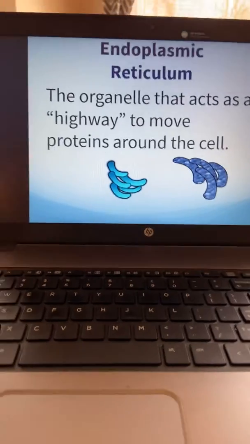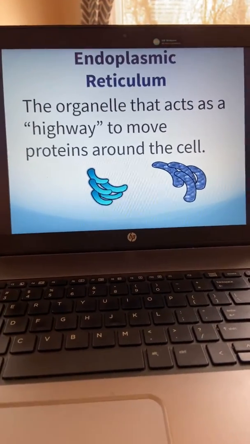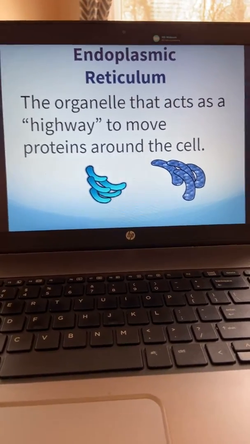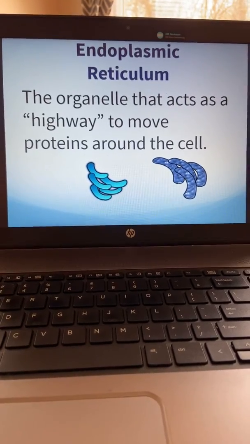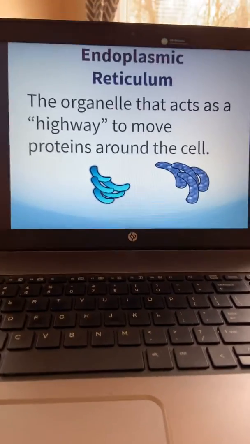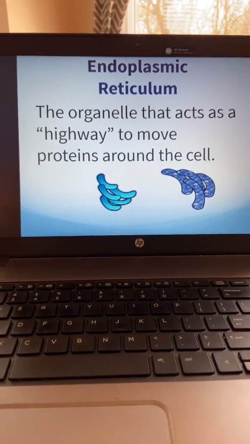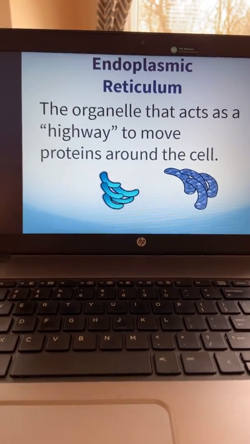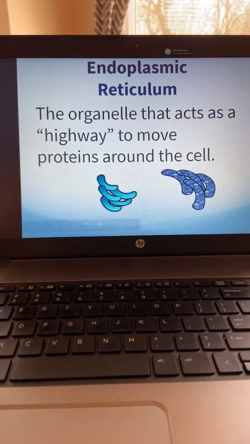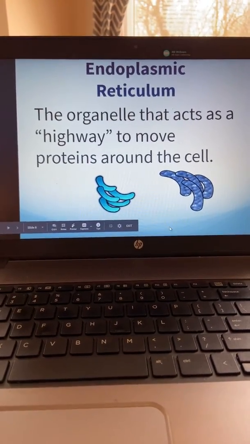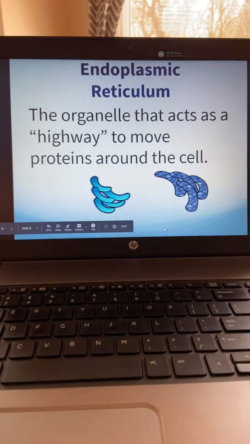One of my former students said there's like a rock song, and they took it and said, highway to cell. So again, ER, you can think like if you're going to the ER, you take the highway to move those proteins around. If you're going to the ER, you're moving fast, like you're moving on the highway.